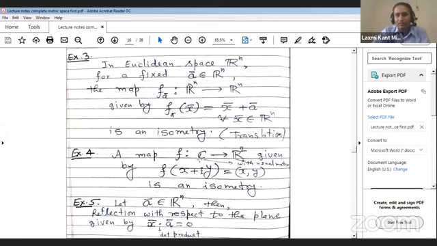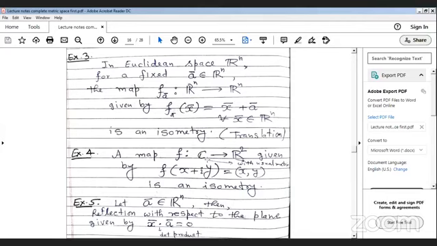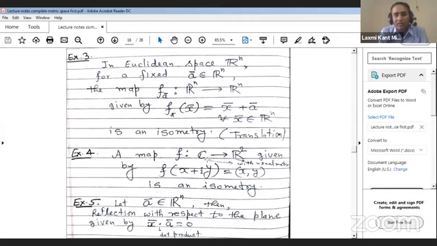So the fourth example is, consider the metric spaces C, the complex plane, and R2, both with the usual metric. If we consider a function f which sends x plus iy to the ordered pair (x, y), we can observe that it is an isometry.